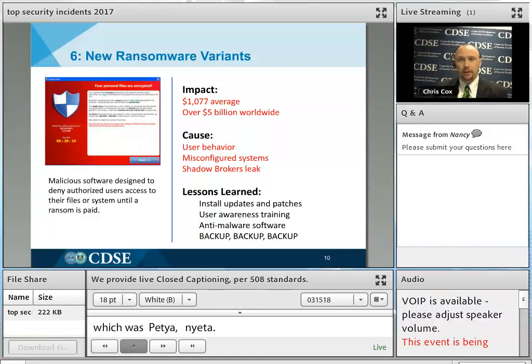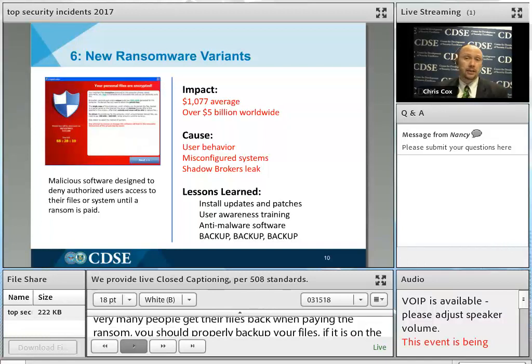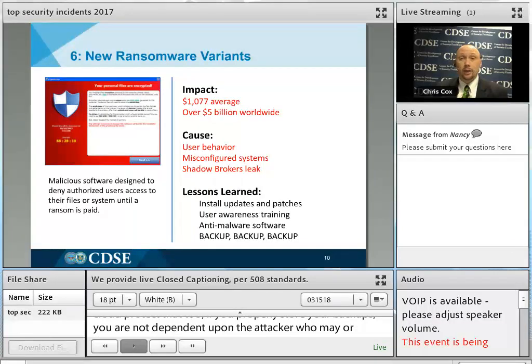Ransomware still works because users keep clicking on unsolicited attachments and keep opening untrusted files, which often exploits misconfigured or unpatched systems. And the increase in ransomware variants can be tied to the leak that we talked about in the last slide. So make sure that your users and you practice proper cyber hygiene and back up your critical data.